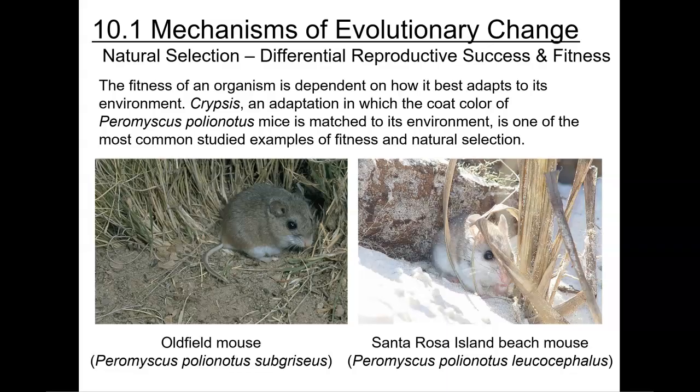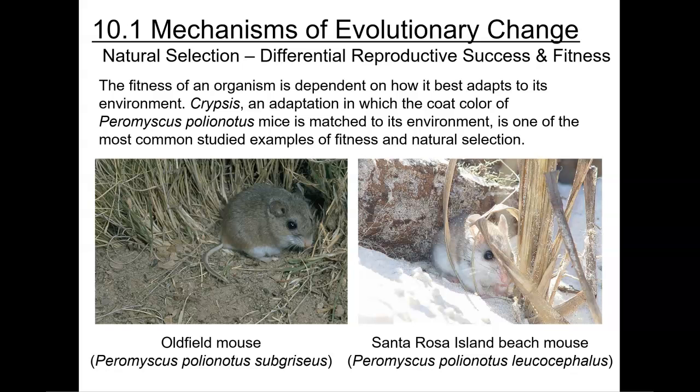Here we have crypsis. This is an adaptation in which the coat color of the Peromyscus polionotus mice is matched to its environment. And this is one of the most commonly studied examples of fitness and natural selection. So the old field mice started out as a brown color that matches the soil, the grasses and the plants in that area. So he's able to camouflage himself, hide, and that makes him able to reproduce and survive to have offspring that then can reproduce.